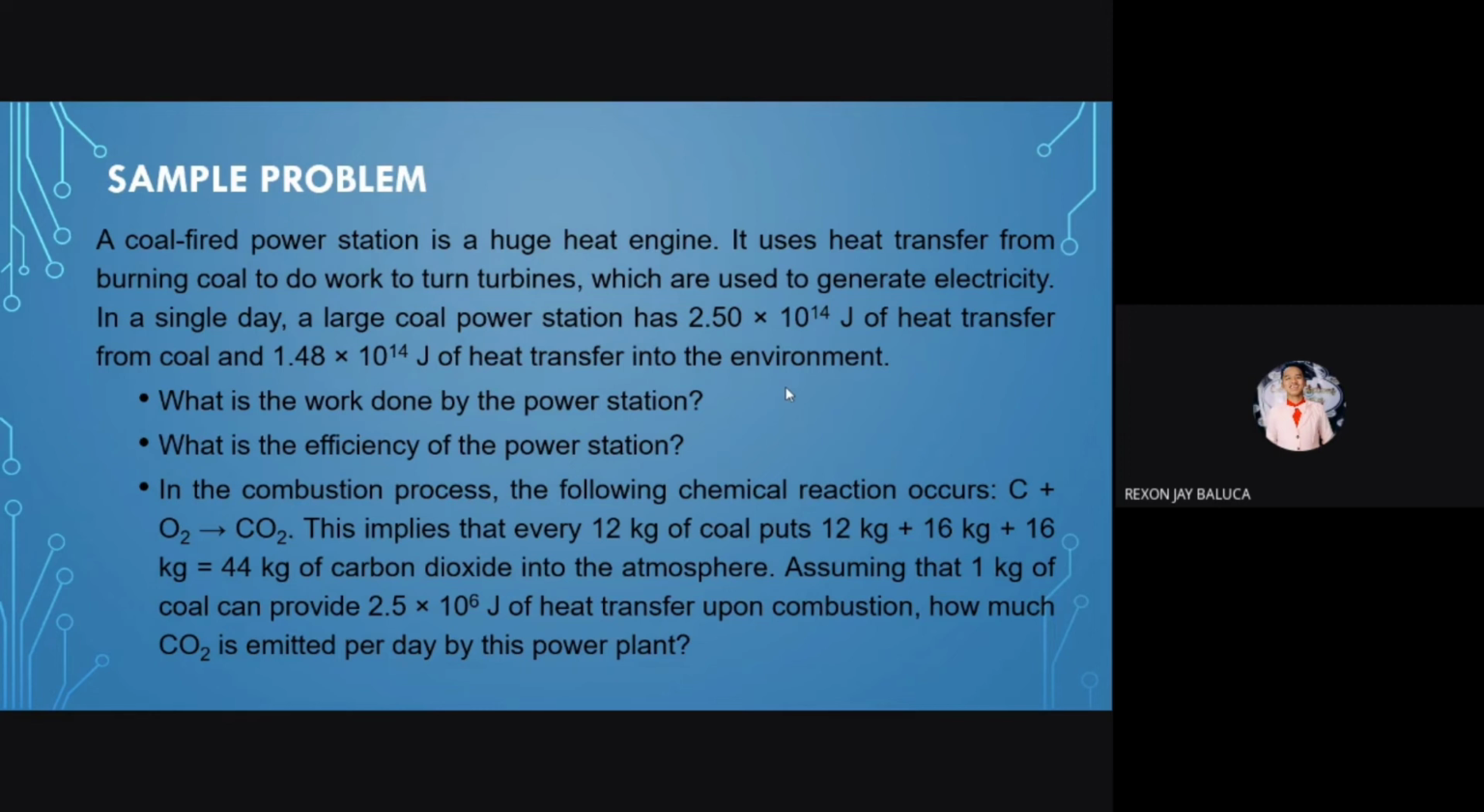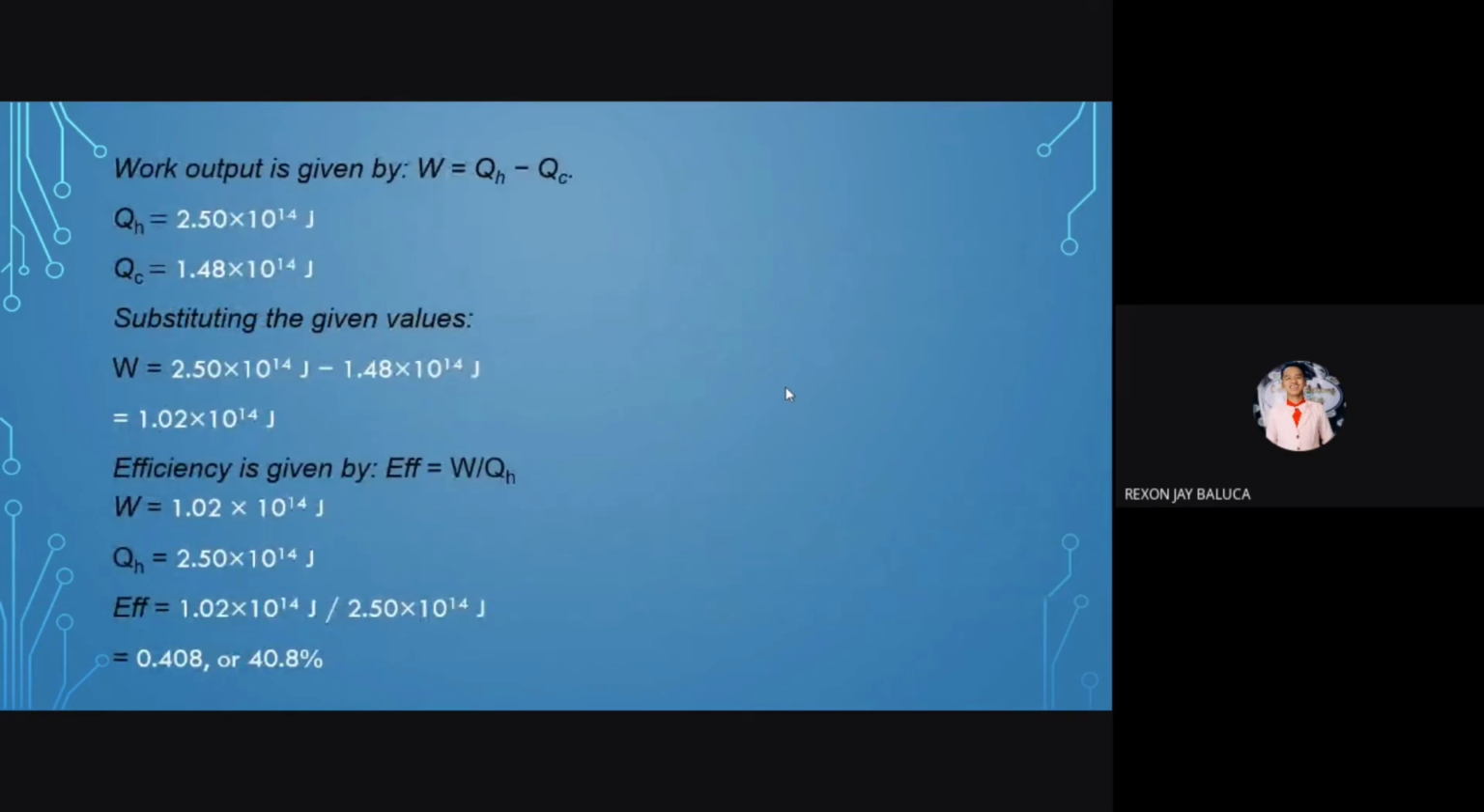So let's solve. First we find the work done, next is the efficiency, and third is the different part. So the work done is W equals QH minus QC, or what we used earlier, W equals Q1 minus Q2. So QH and QC, or Q1 and Q2, can both be used. So we substitute our given QH and QC and subtract. So our result is 1.02 times 10 to the power of 14 joules.